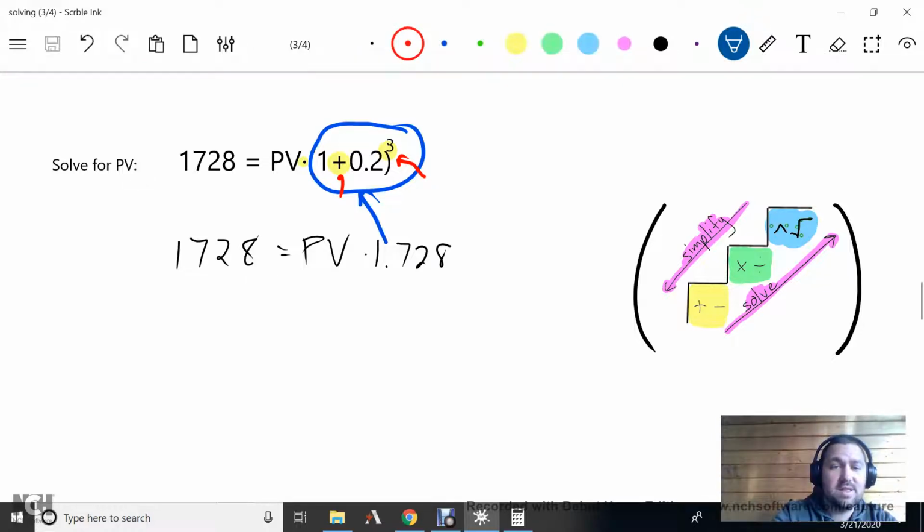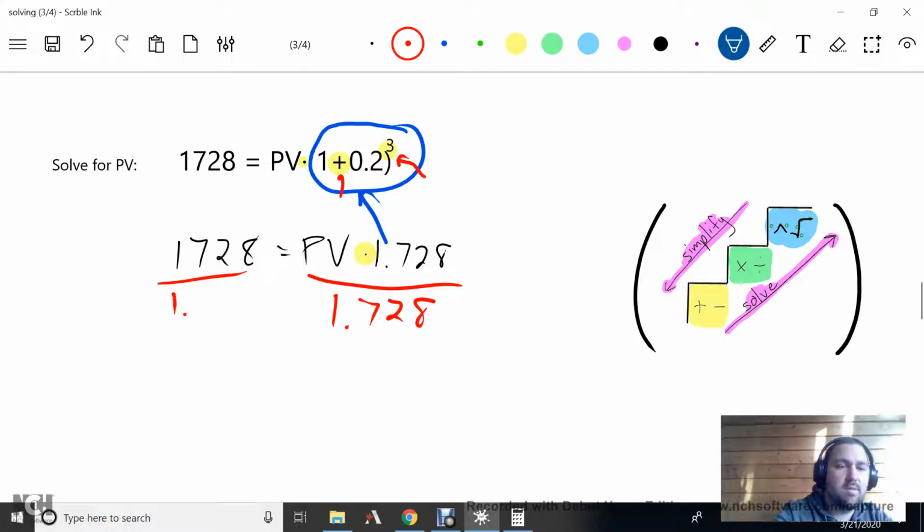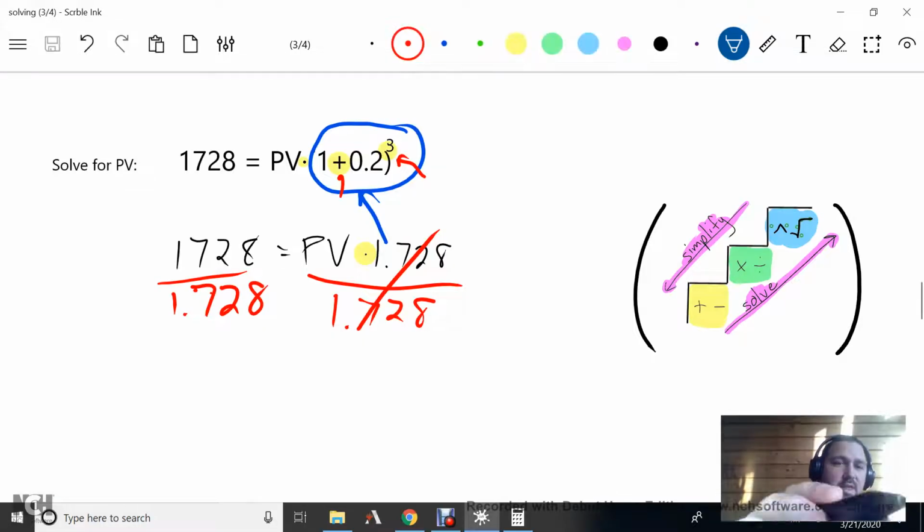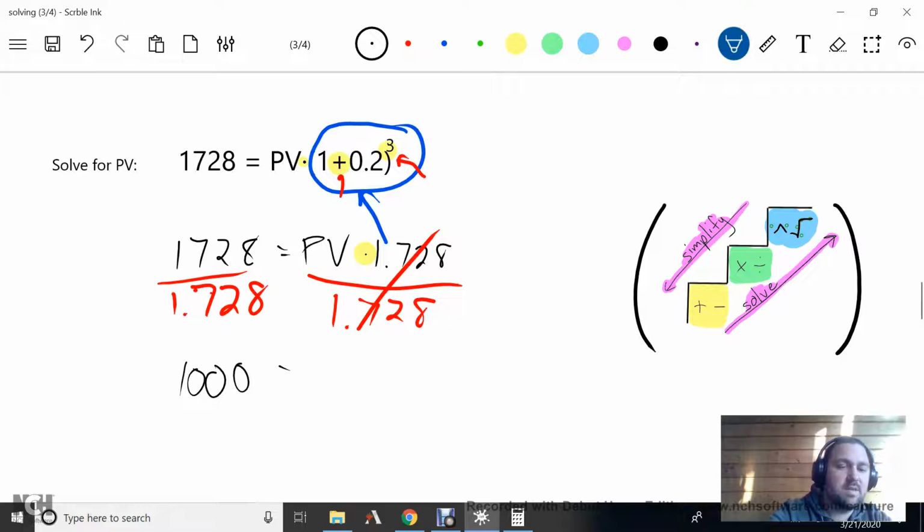We now just inverse this times 1.728 with division. We divide by 1.728. On this side, it cancels out. These numbers look eerily similar, and we can see actually that when we do 1728 divided by 1.728, we get 1,000. So theoretically, 1,000 was the present value or the initial investment in this scenario.